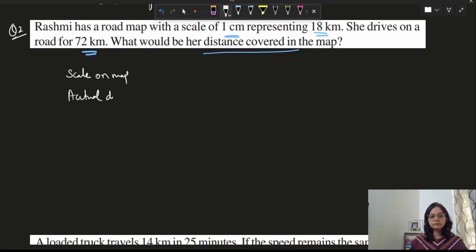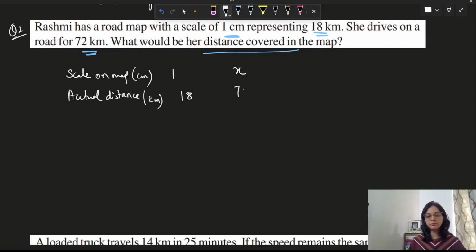Yes or no? Actual distance. So what's the scale? If it's in centimeter, 1 centimeter, and this is in kilometer, it represents 18 kilometer actually. And if it is x, which we do not know, it represents 72 kilometer actually. But now we need to convert that kilometer to centimeter, because the ratio should be of the same units.